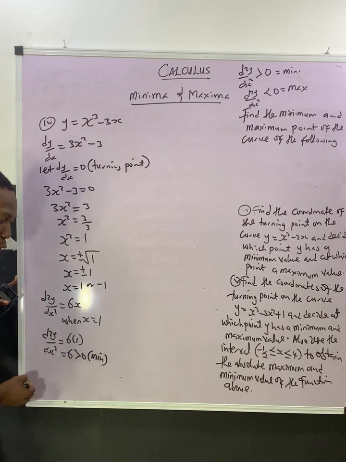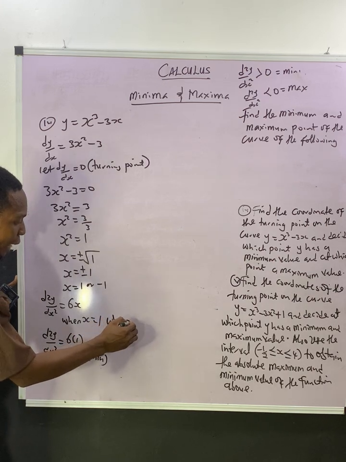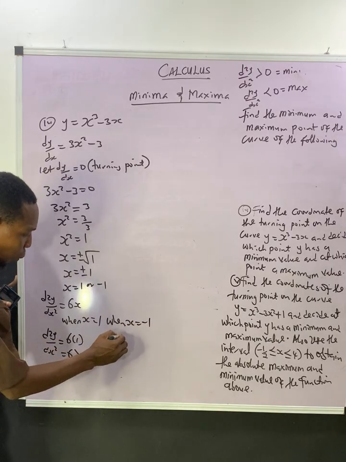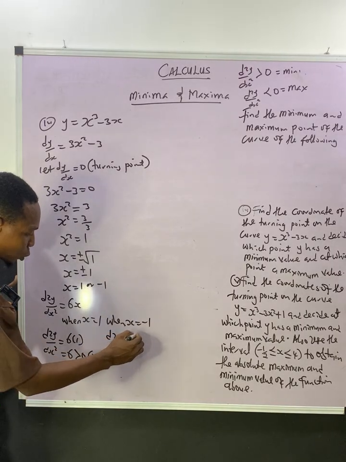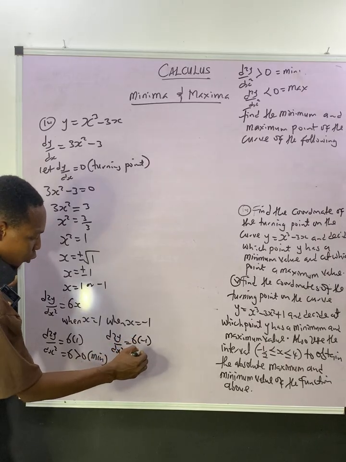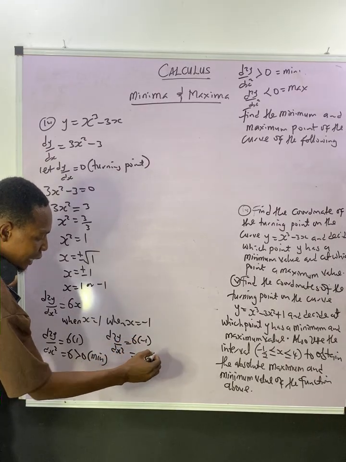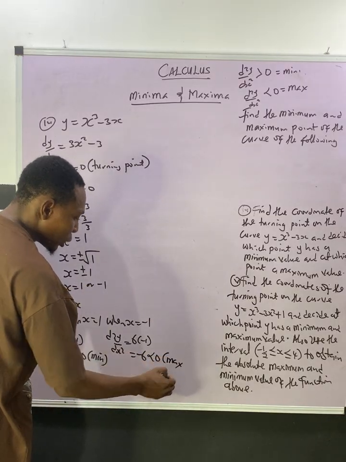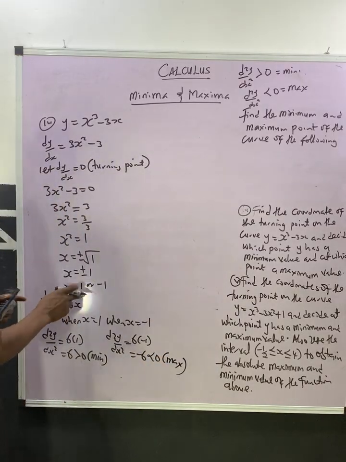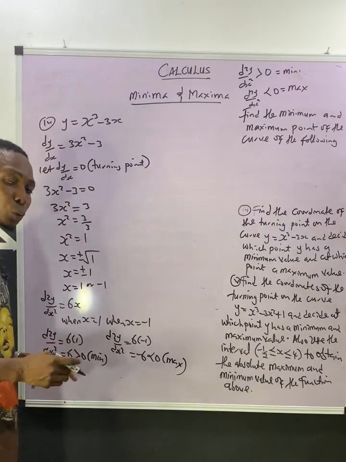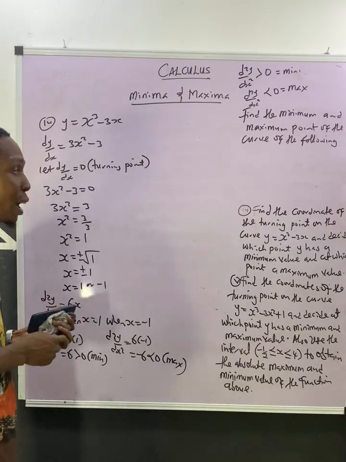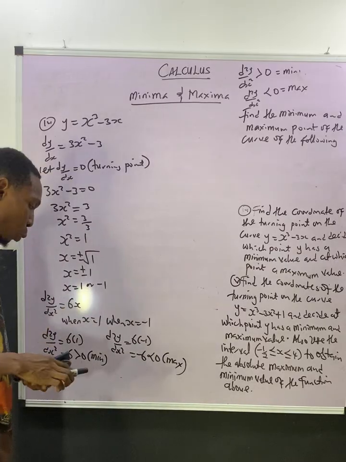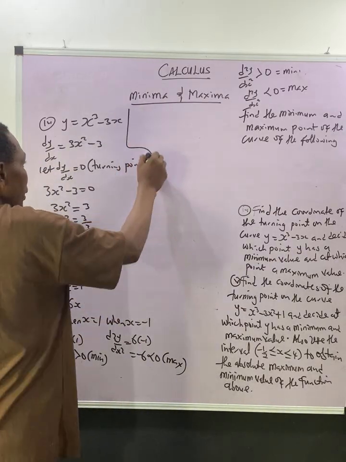If it's greater than 0, it is a minimum. So you also say when x is equal to minus 1, d squared y over dx squared equals 6 times minus 1, which gives us minus 6. Minus 6 is less than 0. If it's less than 0, it is a maximum. Now that x equals 1 is minimum, x equals minus 1 is maximum. So to get the minimum value for y, we substitute 1, and to get the maximum value for y, we substitute minus 1.